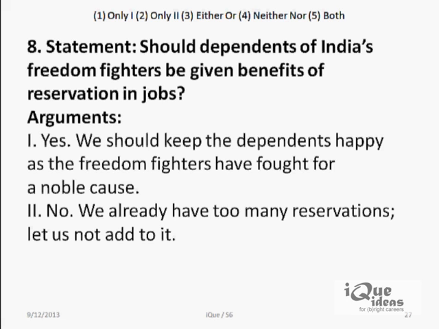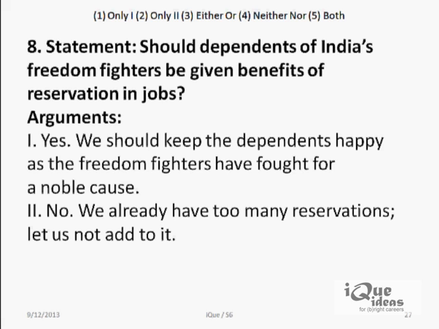Should dependents of India's freedom fighters be given benefits of reservations in jobs? The first argument says yes, we should keep the dependents happy as the freedom fighters have fought for a noble cause. Now, while it is true that freedom fighters did indeed fight for a noble cause, there is no clear explanation as to why we are obligated to keep the dependents happy, and hence this argument falls short, not a strong one.